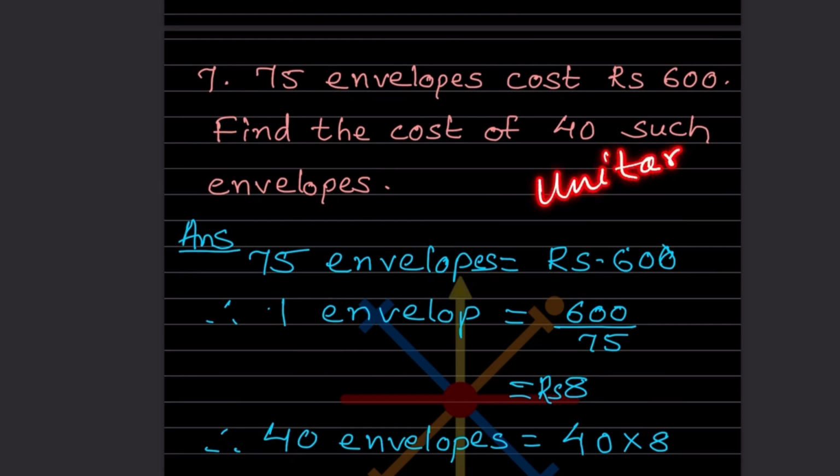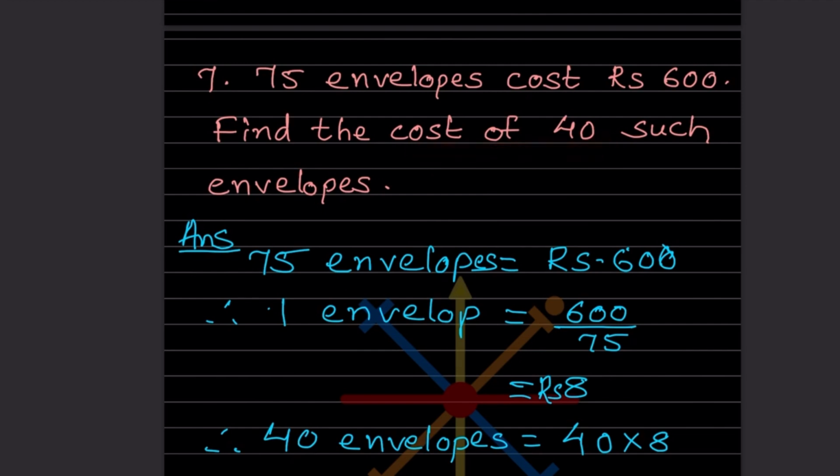Unitary method. You can go and check the previous video for the detailed explanation. Now what does this say? 75 envelopes cost 600 rupees. Find the cost of 40 such envelopes. We are not going to go directly to the cost of 40 first.